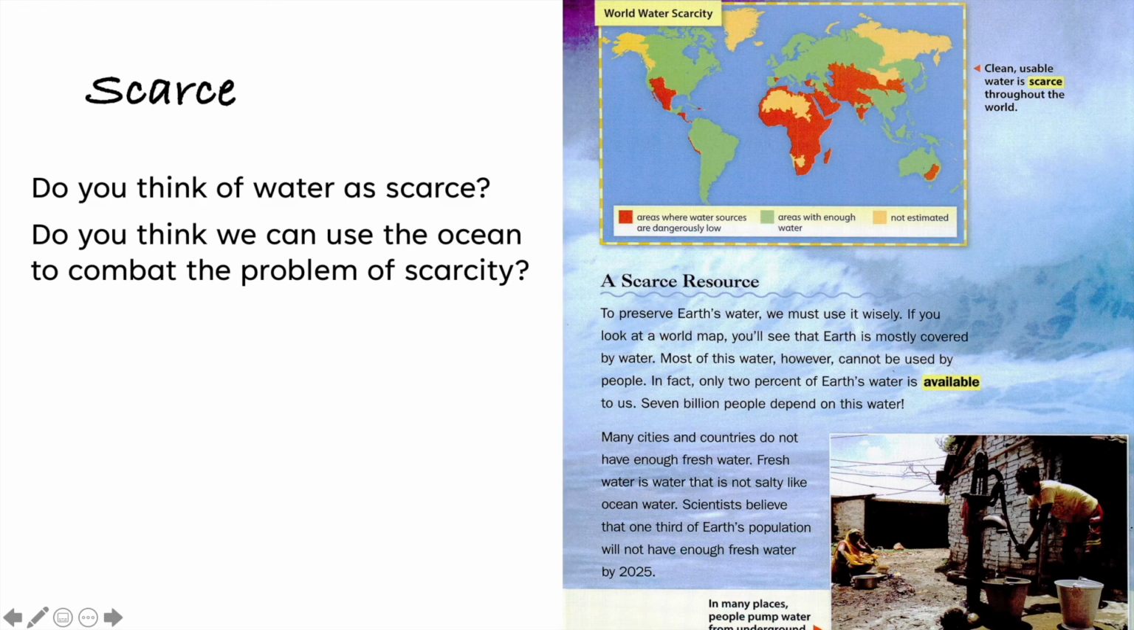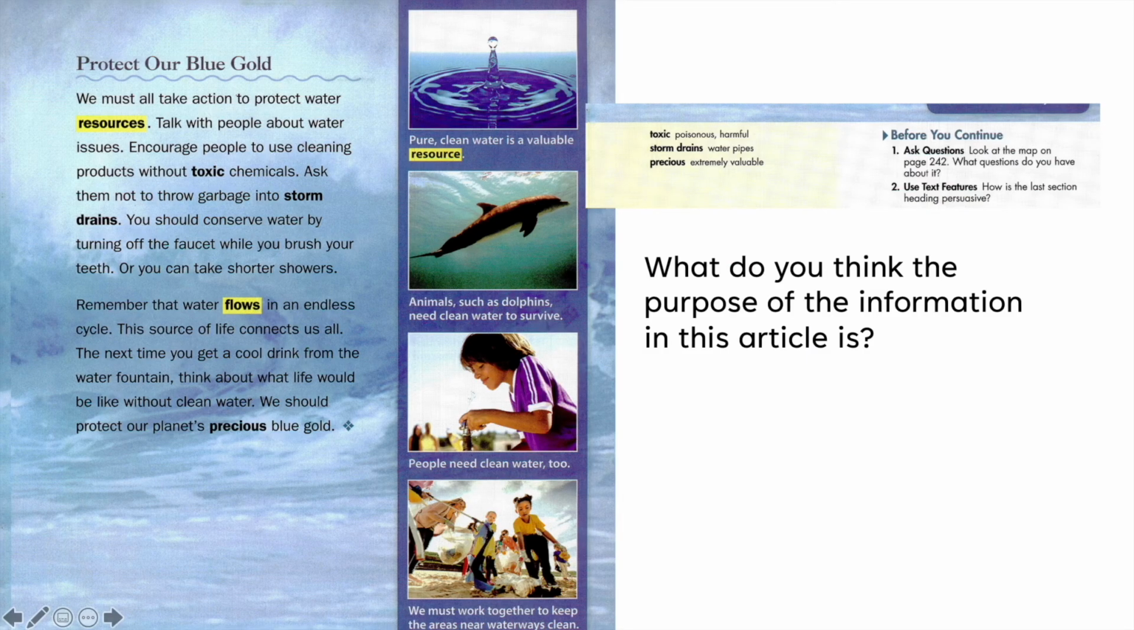Protect our blue gold. We must all take action to protect water resources. Talk with people about water issues. Encourage people to use cleaning products without toxic chemicals. Ask them not to throw garbage into storm drains. You should conserve water by turning off the faucet while you brush your teeth, or you can take shorter showers. Remember that water flows in an endless cycle. This source of life connects us all. The next time you get a cool drink from the water fountain, think about what life would be like without clean water. We should protect our planet's precious blue gold.